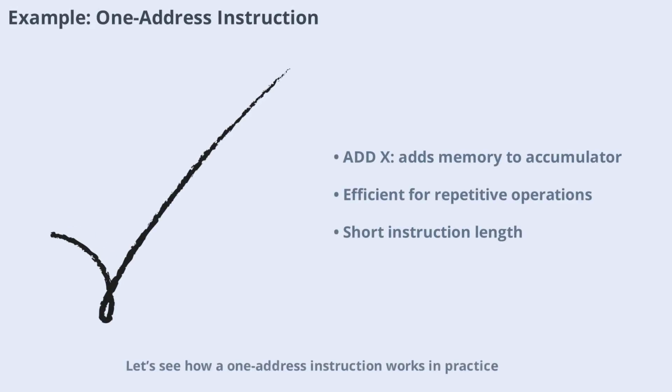Let's see how a one-address instruction works in practice. Suppose we want to add the value at memory location X to the accumulator. The instruction would be ADD X. The CPU fetches the value from X, adds it to the accumulator, and stores the result back in the accumulator. This approach keeps instructions short and efficient, especially for operations that frequently use the accumulator.